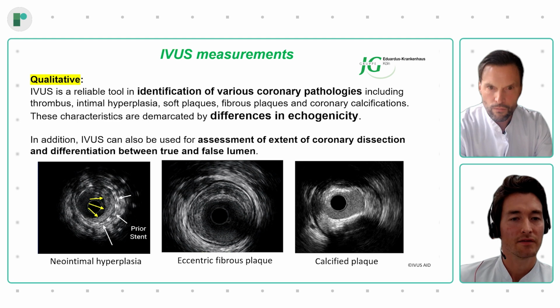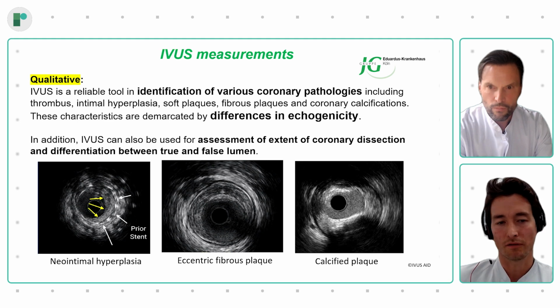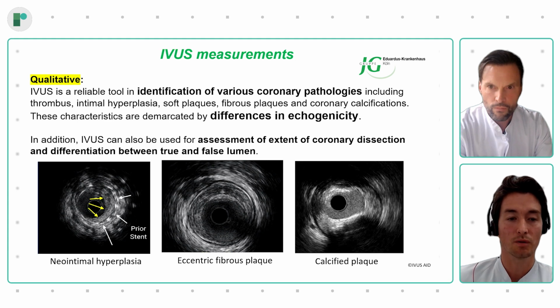As far as the qualitative check is concerned, of course, this is not exactly the strength of IVUS. You have to be fair. In comparison to OCT, OCT is far more easy to interpret in certain situations, but especially compared to 20 megahertz, the HD IVUS with 60 megahertz enables you to identify certain pathologies with confidence, such as neo-intimal hyperplasia, as you can appreciate on the left-hand picture, or eccentric fibrous plaque or calcified plaque.